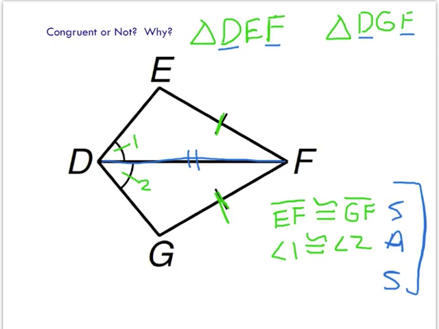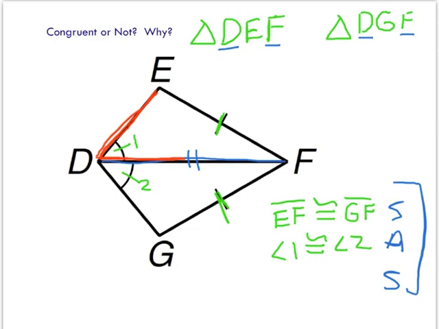In other words, in order for us to use angle 1 as an included angle, it would have to be created with this segment EF, but it's not, right? That red angle only is made up of this blue segment, the shared DF.